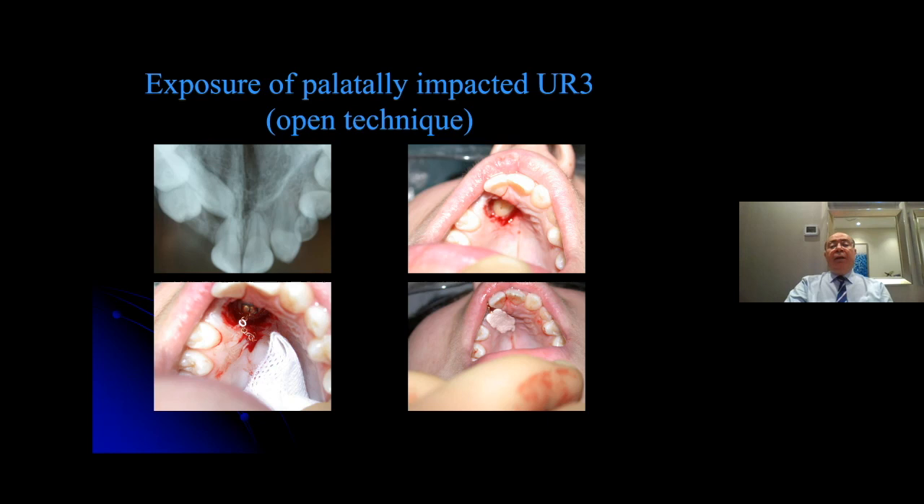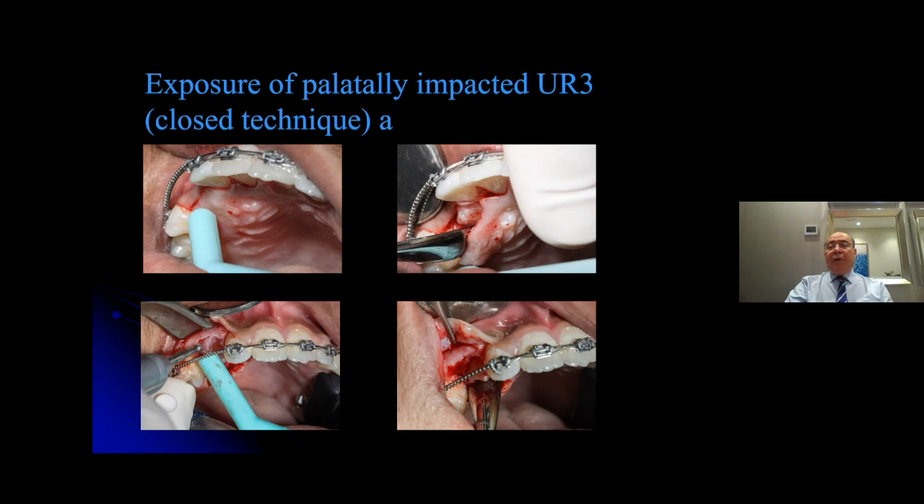This is another one, a closed technique. We mentioned exposure of canine under open technique. I mentioned two cases, and this one is the third one, which is a closed technique. You raise a flap. The flap you can see from the premolar to almost the other incisor on the left side. And then once you raise the flap, you expose it, remove a little bit of bone. You can see the tip of the canine extremely close to the lateral incisor.